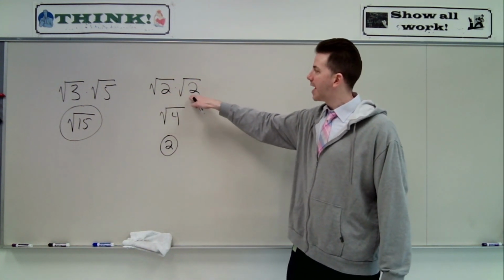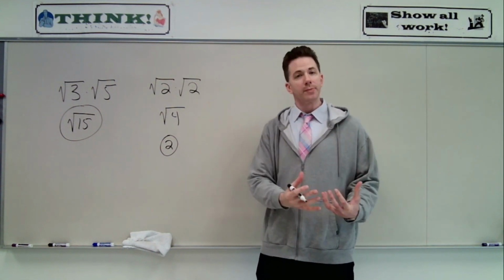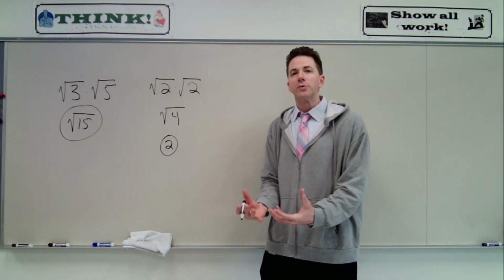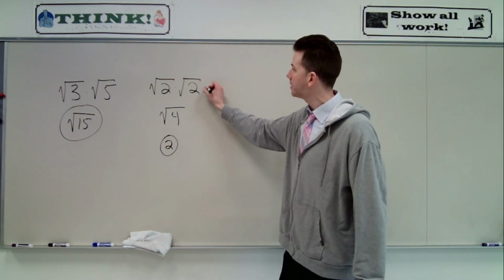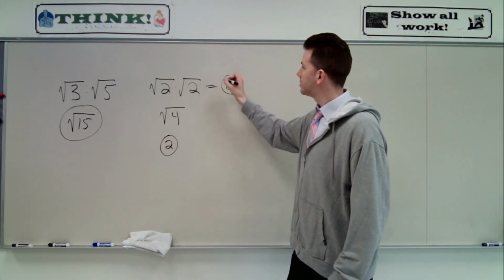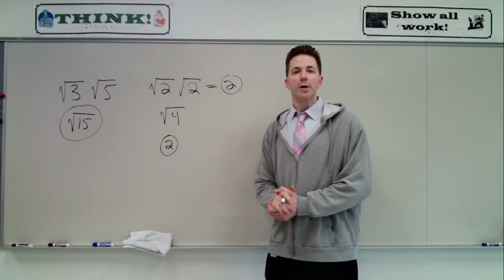Which brings me to an important point. If you have the exact same radical being multiplied by itself, the square root of 2 times the square root of 2, the radicals being squared, those are inverse operations, so you can automatically write the answer as being equal to 2.